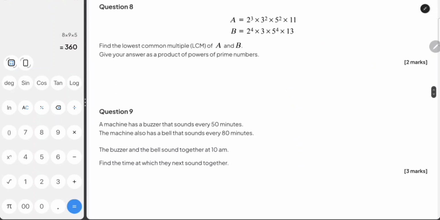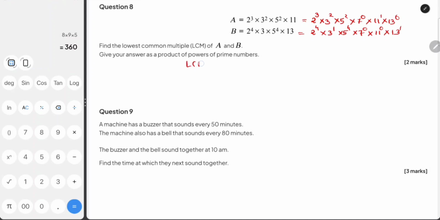See the 8th question. Prime factorization is already given, we are supposed to find the LCM only, but I have this weird habit. Let's write all the prime numbers in ascending order. So 5 raised to 2, 7 is not there, so 7 raised to 0, and then 11 raised to 1, there is no 13, so 13 raised to 0, and second one 2 raised to 4, 3 raised to 1, 5 raised to 4, there is no 7, so 7 raised to 0, there is no 11, so 11 raised to 0, and 13 raised to 1.